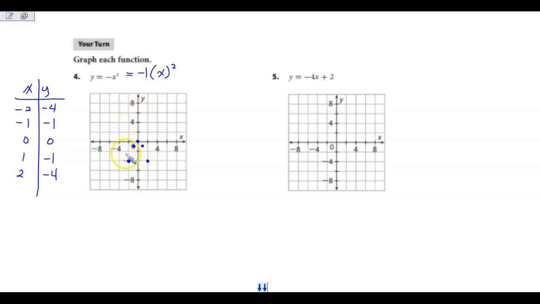And so what you notice is that it's mirroring across the y-axis. These are not as easy to draw. Okay, and I have my arrows. So this is what -x squared looks like when it's plotted. Okay, do the same thing to number 5. And if you have any questions, make sure you ask your teacher.